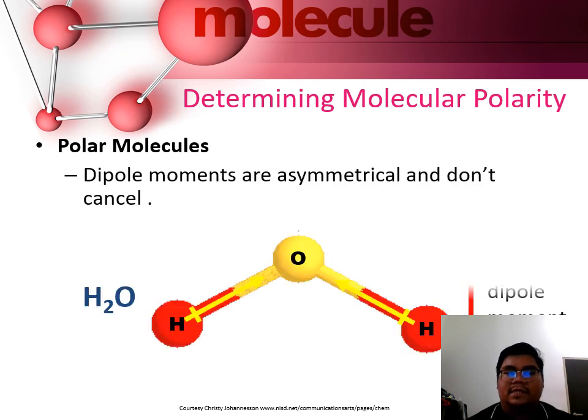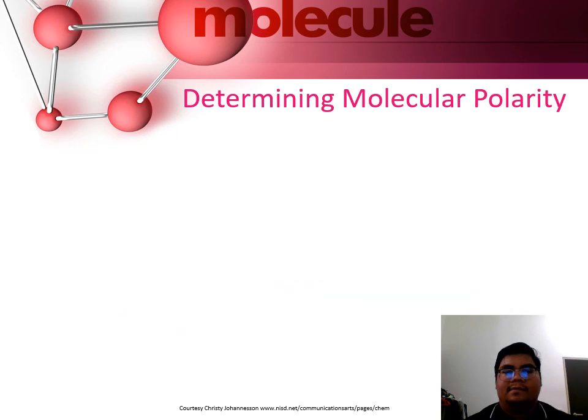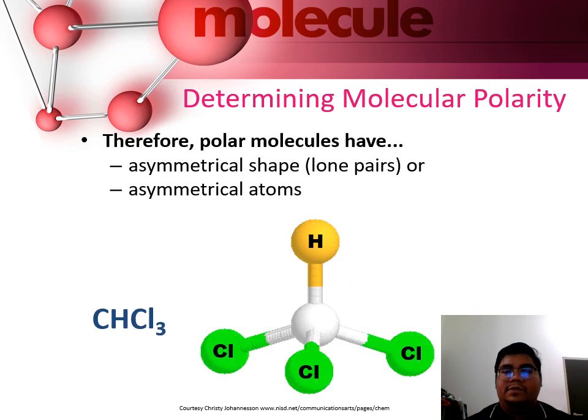Meanwhile, polar molecules have a net dipole moment. For example, in water, the electrons are moved towards the more electronegative oxygen atom, so the dipole moment moves upwards. This one-way dipole moment creates a polar molecule. Therefore, most polar molecules have an asymmetrical shape, or what we call lone pairs or asymmetrical atoms. So you see here that it's moving downwards, so it's a polar molecule.